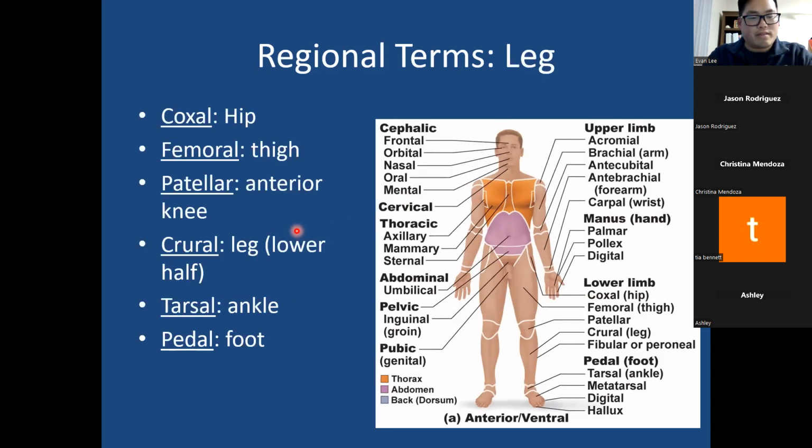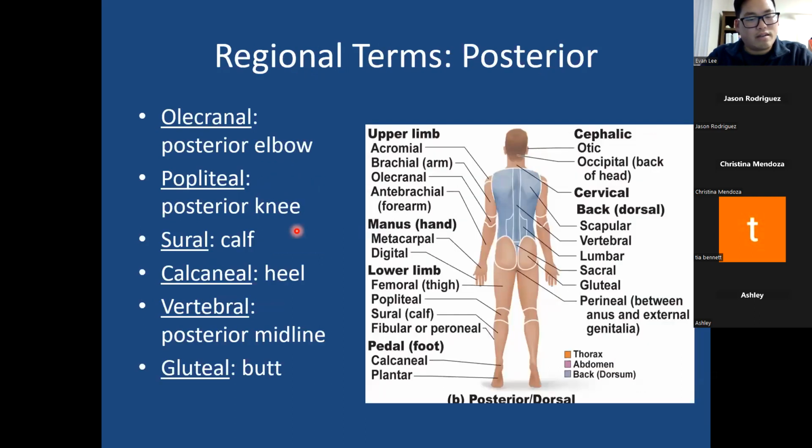So once again, femoral, maybe you've heard of. Pedal. Have you ever heard of pedicure? So tarsal, maybe not. Patellar. Patella is the knee. So a lot of these terms are going to be used throughout the semester. Once again, I'm not going to just list them, but you can see gluteal, butt, vertebral, the back.